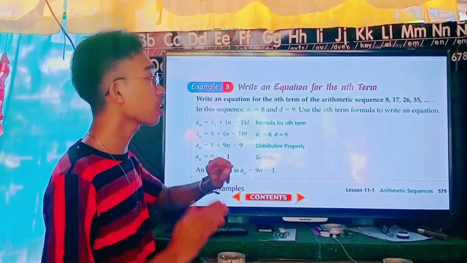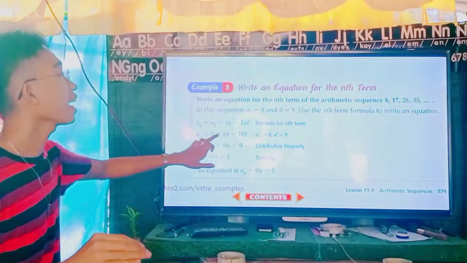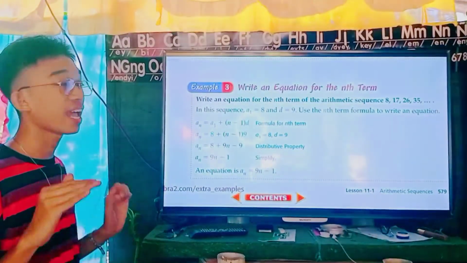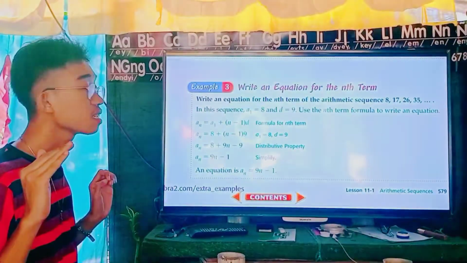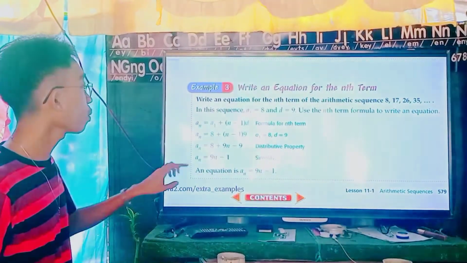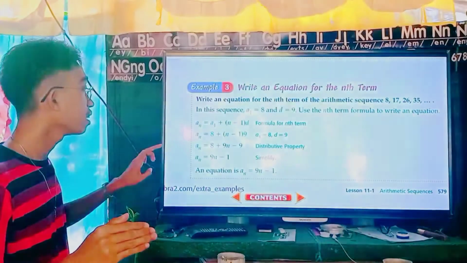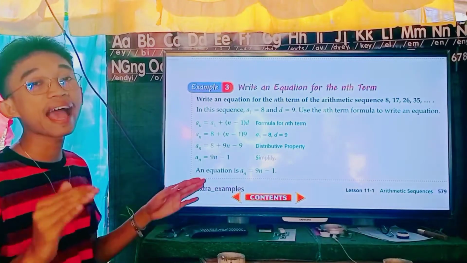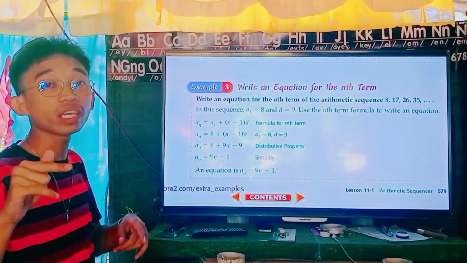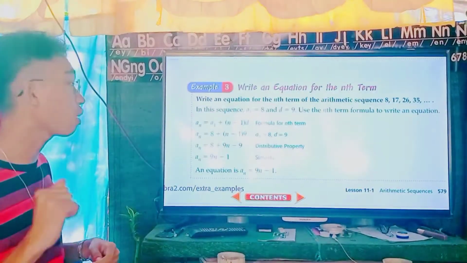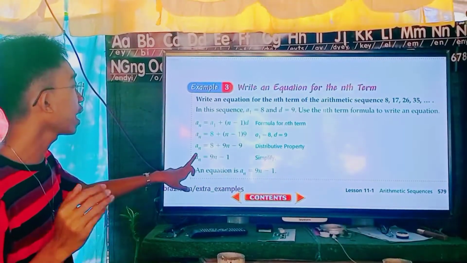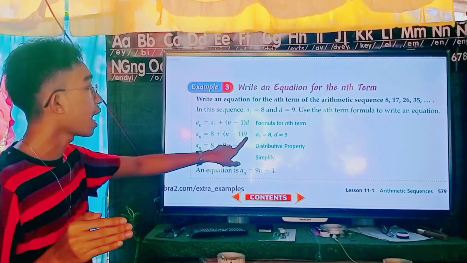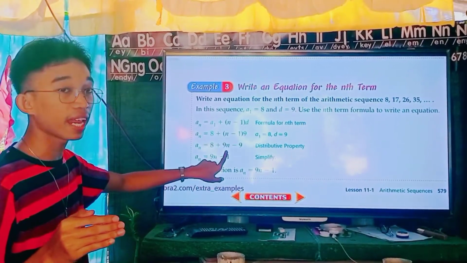Use the nth term formula to write an equation. Here is the formula. A sub n is equal to a sub 1 plus n minus 1 times d, your common difference. So a sub n here is equal to 8 plus n minus 1 times 9. We don't have the value of n because we are going to make an equation. Next, a sub n is equal to 8 plus 9n minus 9, which is 9n minus 1.